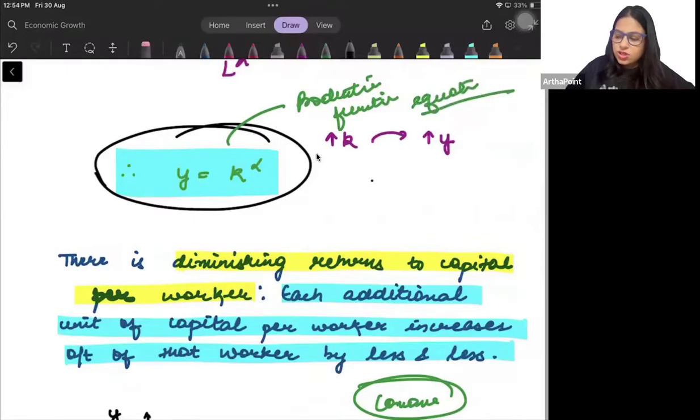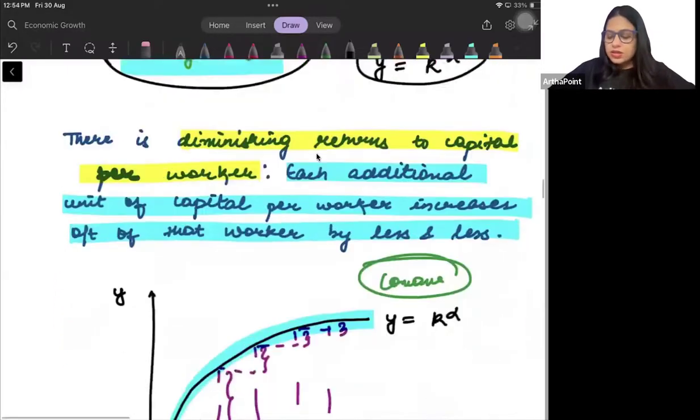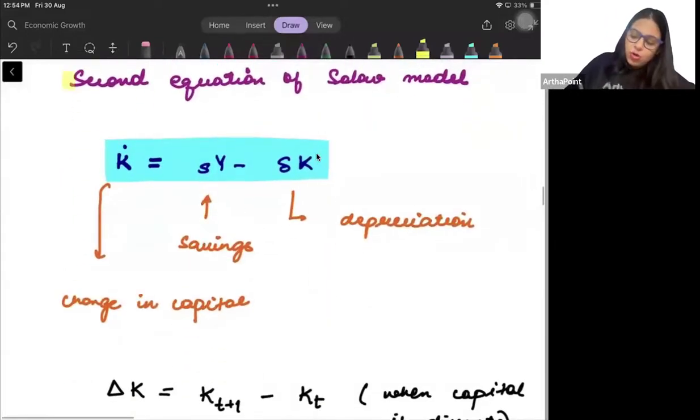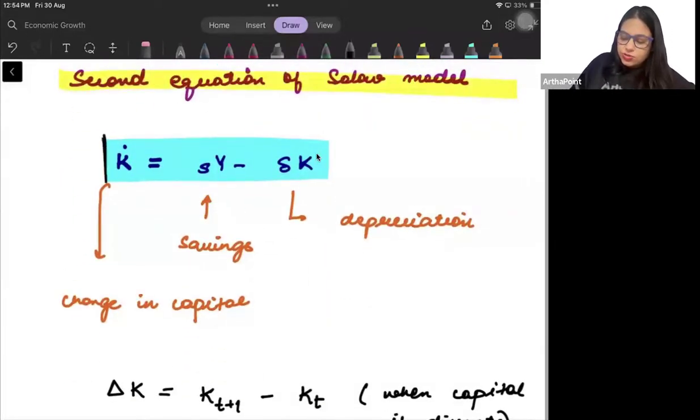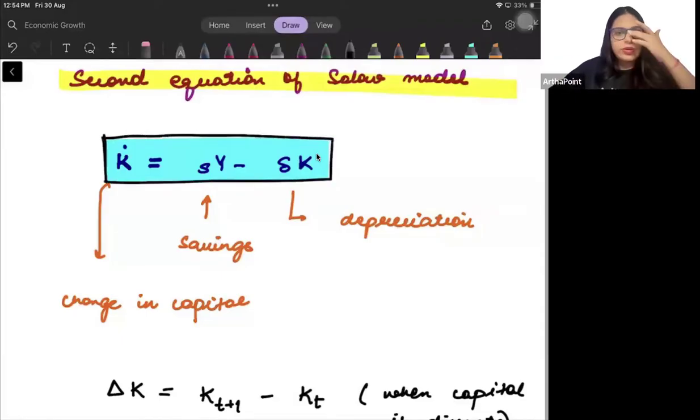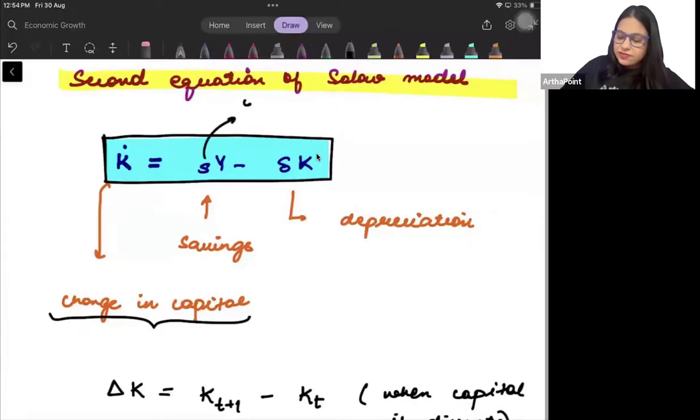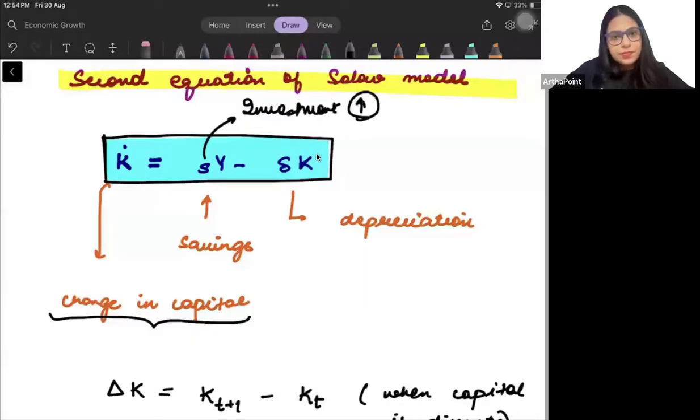Right? The production function equation is small y equal to k to the power alpha. The other equation that we have in the Solow model is this equation. It is called the capital accumulation equation, and it says that the change in capital is going to be due to two reasons. The first part is investment, which is going to increase my capital. We assume here that investment and savings are the same.